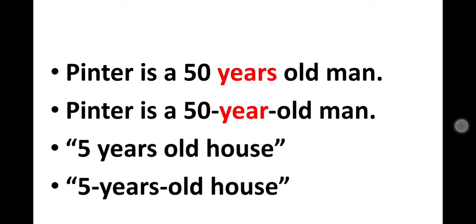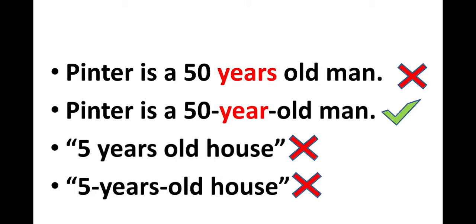Alright, I'll give you the answers. Pinter is a 50 years old man is incorrect. Pinter is a 50-year-old man is correct. 5 years old house is incorrect. 5-year-old house is also incorrect. So did you know the answers?